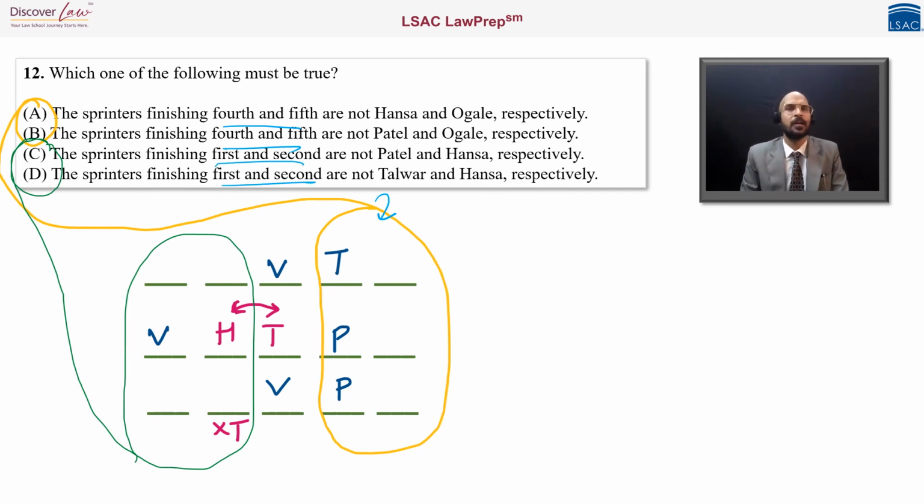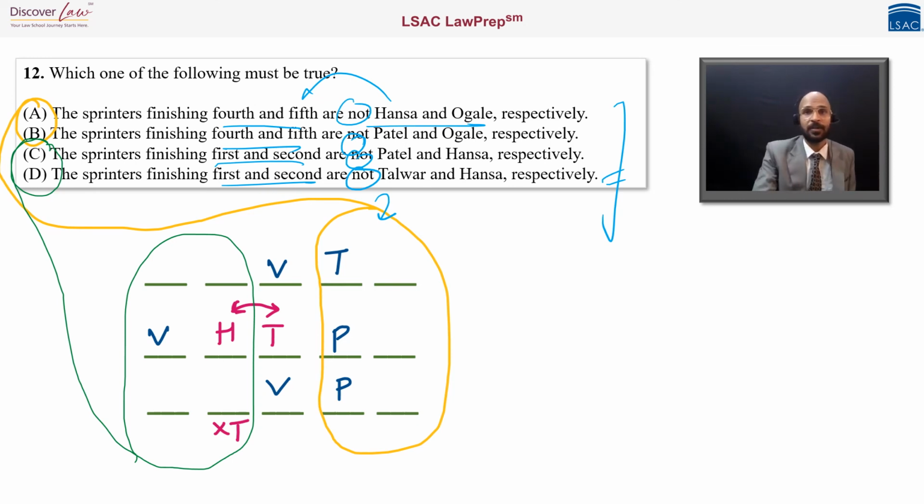Okay. Now look at what the nature of all of these 4 options are. Which one of the following must be true, right? It's talking about these 2 not being in this position, not being in this position, not being in this position. Which means that if you can show that one of these is true in all the cases, right? If any one of these is true in all the cases, you have given the answer, right? In this particular question, you can solve it even without elimination.